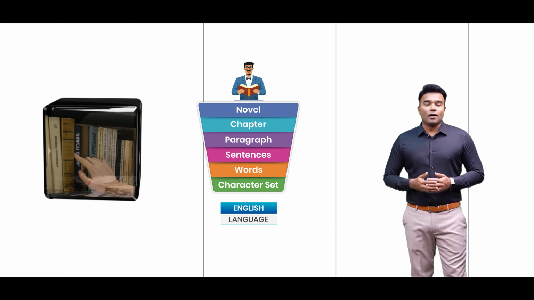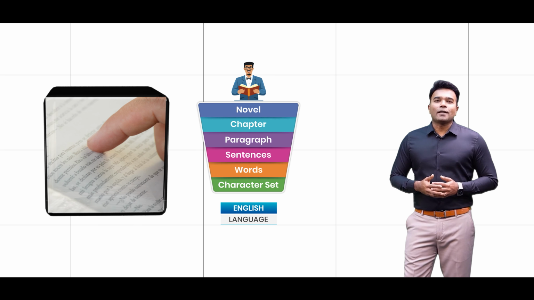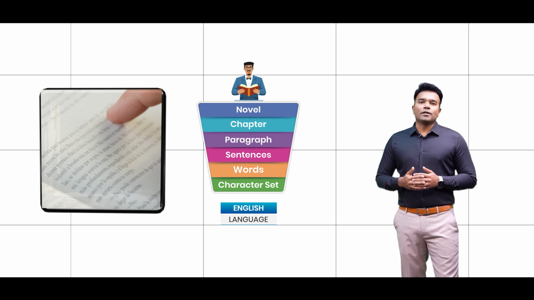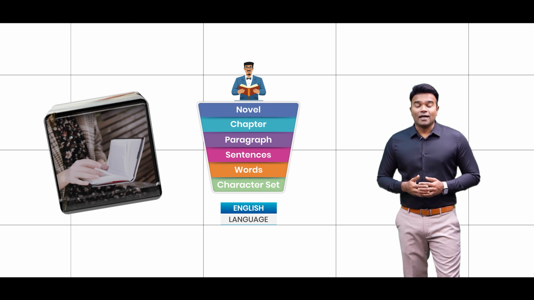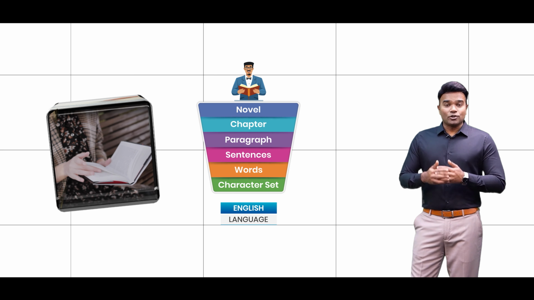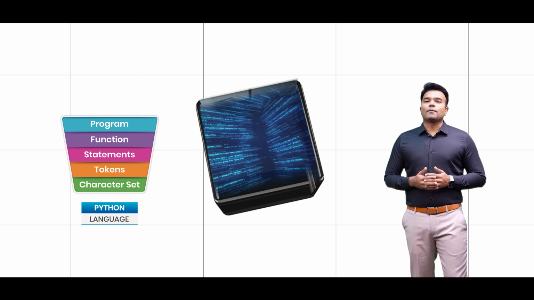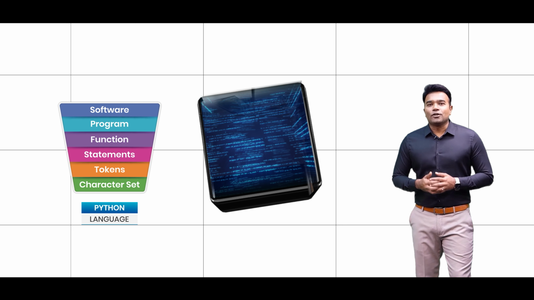A chapter in a novel contains multiple paragraphs. A paragraph contains multiple sentences, and a sentence contains multiple words, and every word is created by making use of the character set in English. I'm sure all of you have been able to understand this, and similarly in Python, multiple programs put together actually create a software.